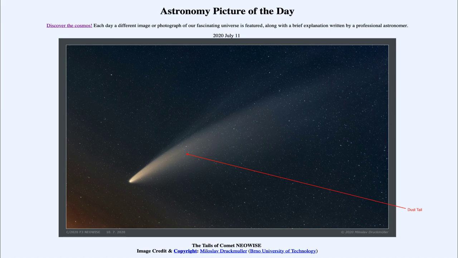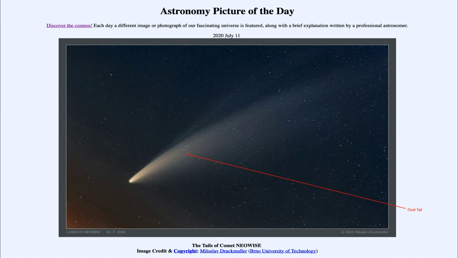So tails will do two things. First of all, they always note the direction of the sun. The sun is always opposite to the tail, so the tail will be pointing directly away from the sun, meaning that in this image the sun would be off the screen to the lower left. And they show the direction of motion of the comet, because the dust tail will be left behind during its orbit. So the dust tail will lag behind. So this comet must be moving up towards the upper left a little bit.